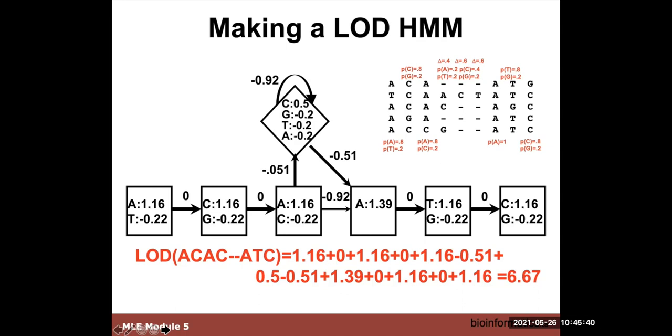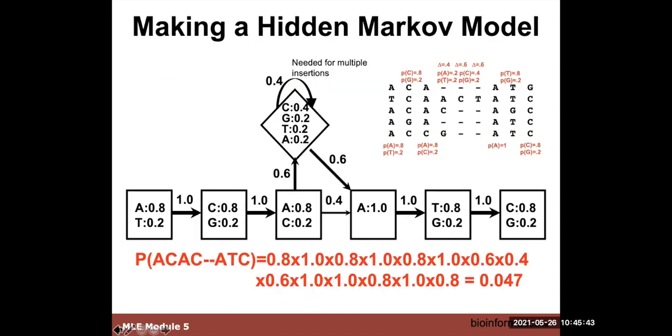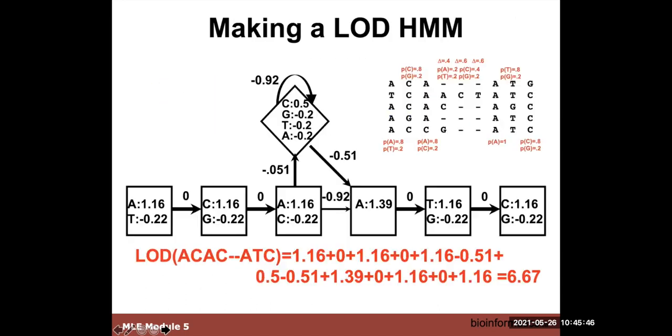The same graphical model, the same set that we saw here, has again been converted to log odds. You can see the numbers are different, and we add them all up. So instead of getting 0.047, we now get a score of 6.67 when we do our trace through with this particular sequence. The point is that with this hidden Markov model, this graphical probabilistic model, we can calculate scores for sequences and say, how good is this sequence, or how well does it match my sequence motif? Is it a high scoring sequence motif?